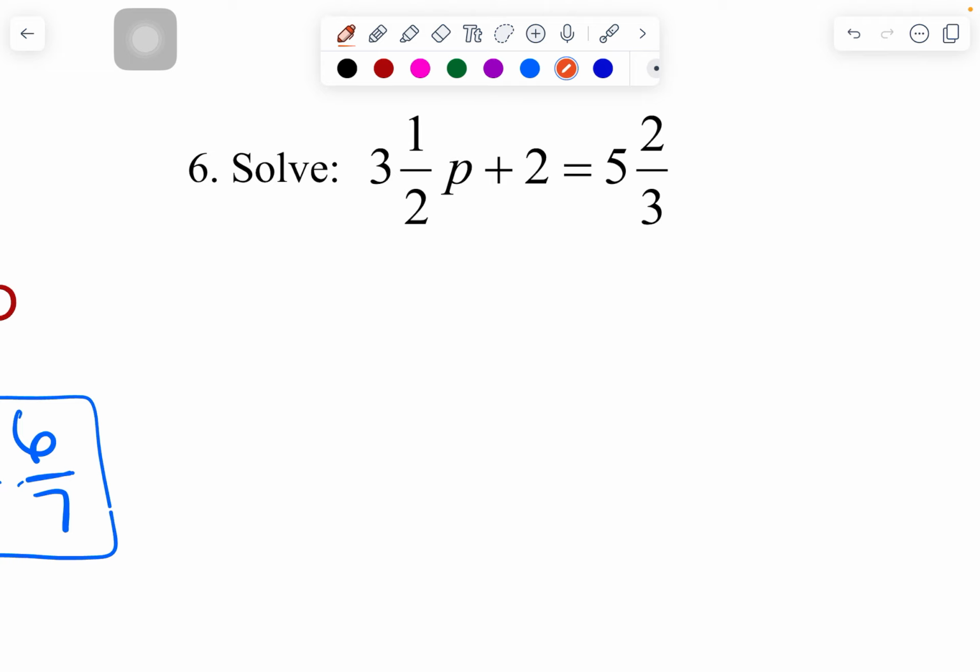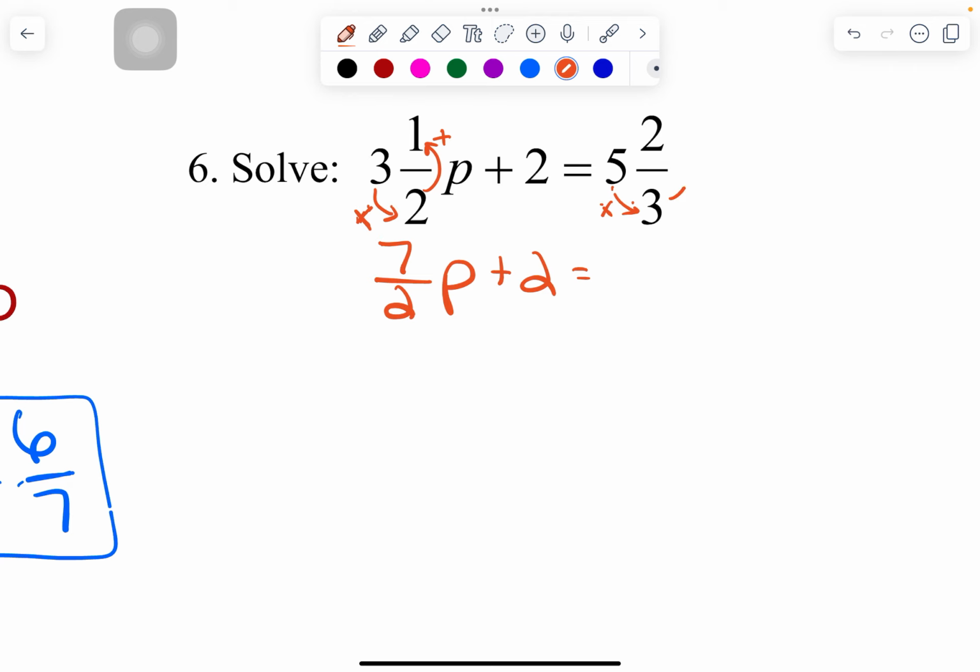So to turn a mixed fraction to improper, we're going to take the whole number, multiply it times the denominator, okay, a little times sign here, and then I'm going to add that numerator. So 3 times 2 is 6, 6 plus 1, that's going to be 7 over 2, p plus 2 equals, I'm going to do the same thing here, multiply. 5 times 3 is 15, plus 2 makes 17 over 3.